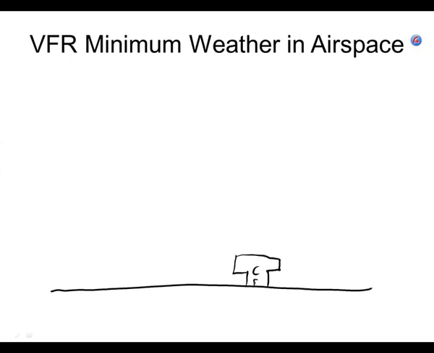So here's the Class C over Fresno Air Terminal. It's only Monday through Friday, so that means on the weekend it's not even there. So you could fly right smack through it because it's not there. When I say you can fly right smack through it, it means you can fly right smack through it without talking to anybody. What I'm going to go into here in a second is the fact that you can fly through a restricted area as long as you talk to the controlling agency and they tell you it's okay.